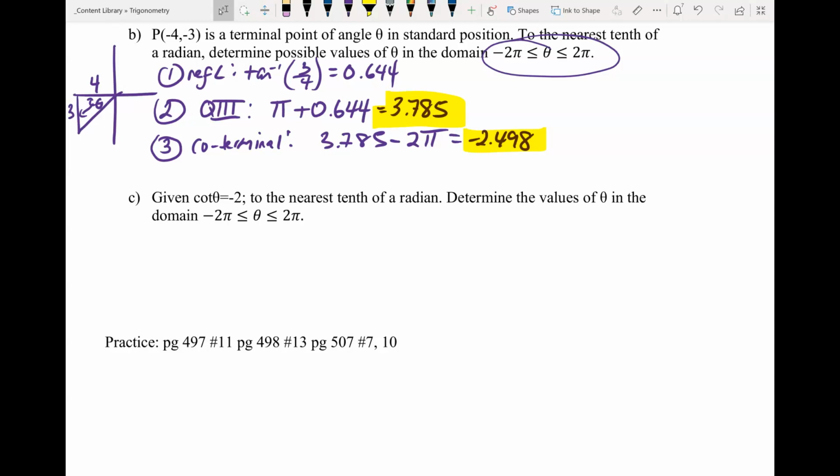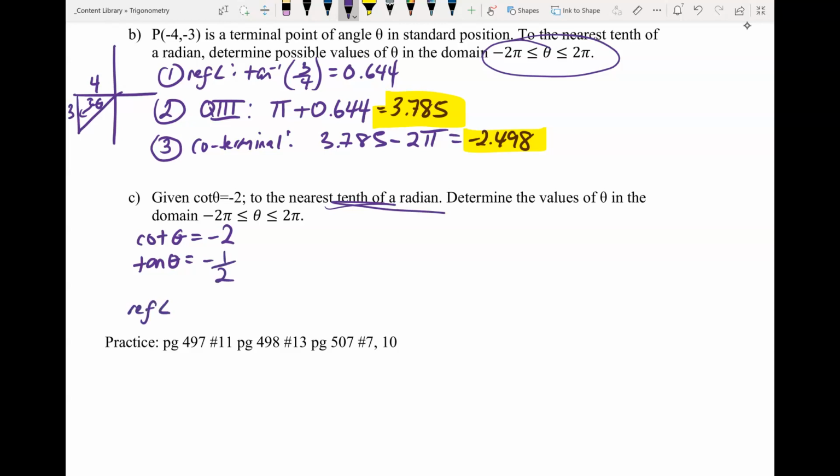Our very last example, we have cotangent theta is equal to -2. And it says the nearest tenth of the radians. So again, we're going to use your calculator. So we're going to rewrite this in terms of tan. And we would just reciprocal our exact value. So this would be tan theta is equal to -1/2 instead.